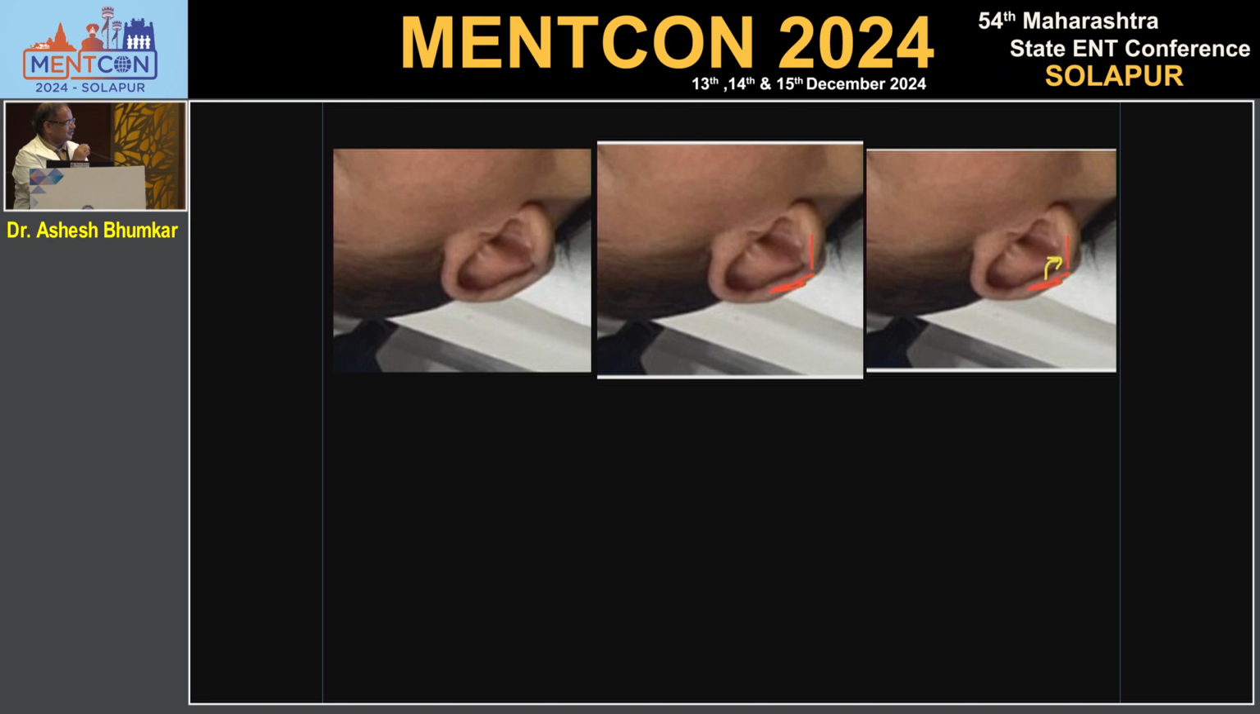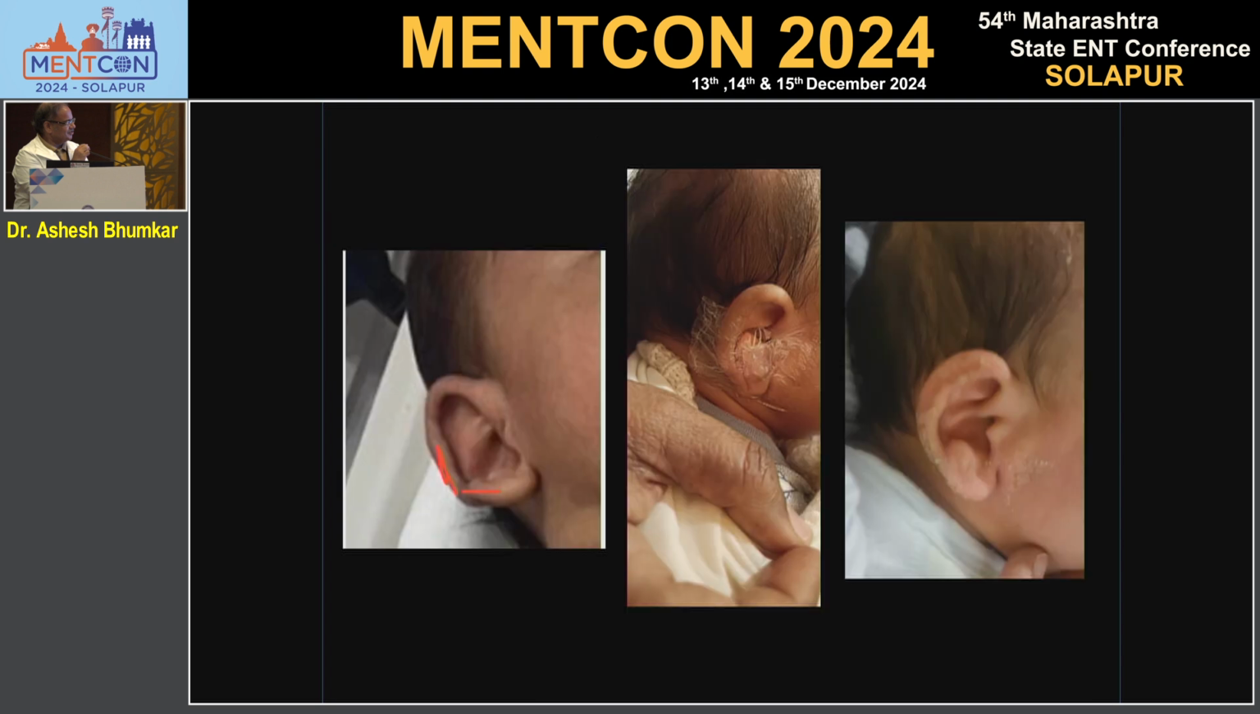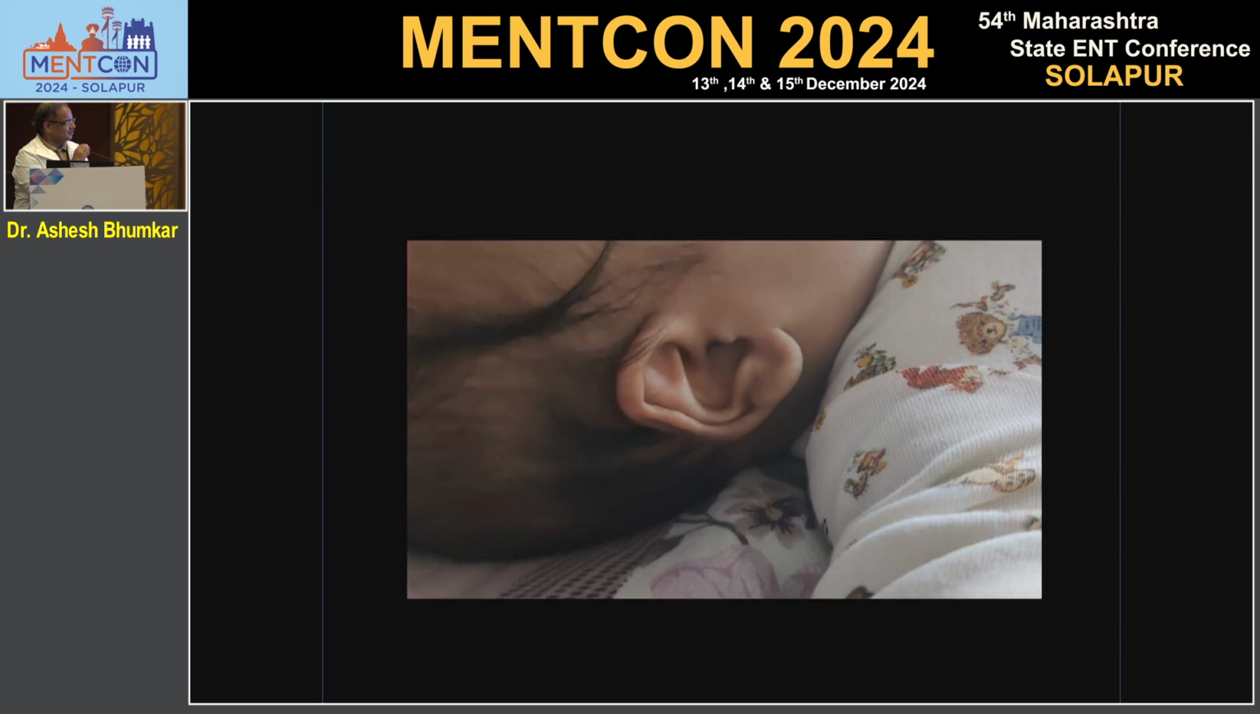So you have to keep changing the mold as and when it starts to become loose. This was a very acute angle that the helix and the lobule had. We were lucky we could do this, and in just 2 weeks it started to become straighter, and we got a very good result with this. Applying it was a big challenge. This is a very VIP patient from Delhi, but we managed to somehow convince the family that we can do it, and this worked out very well.